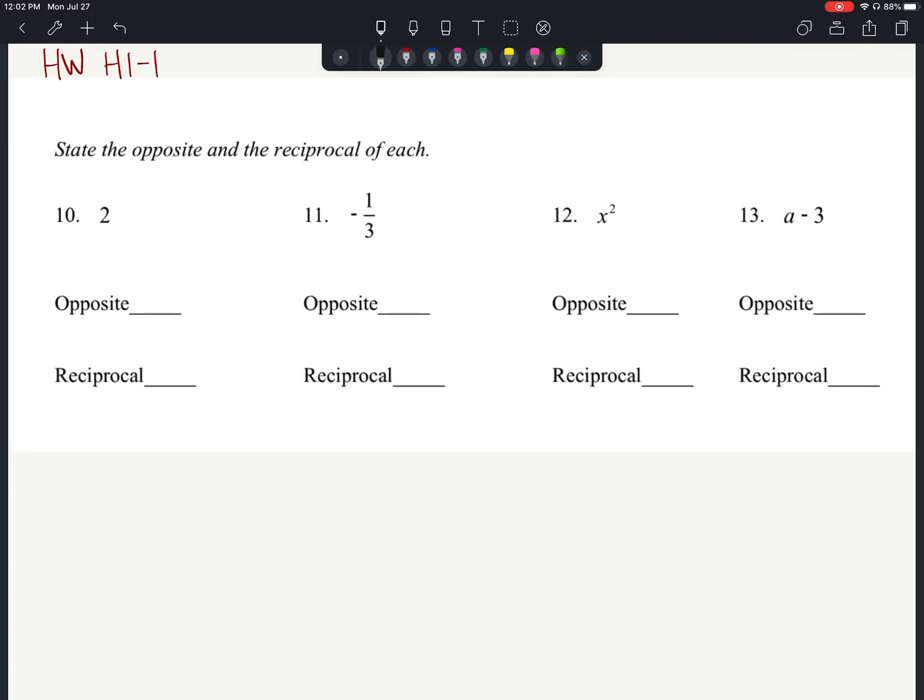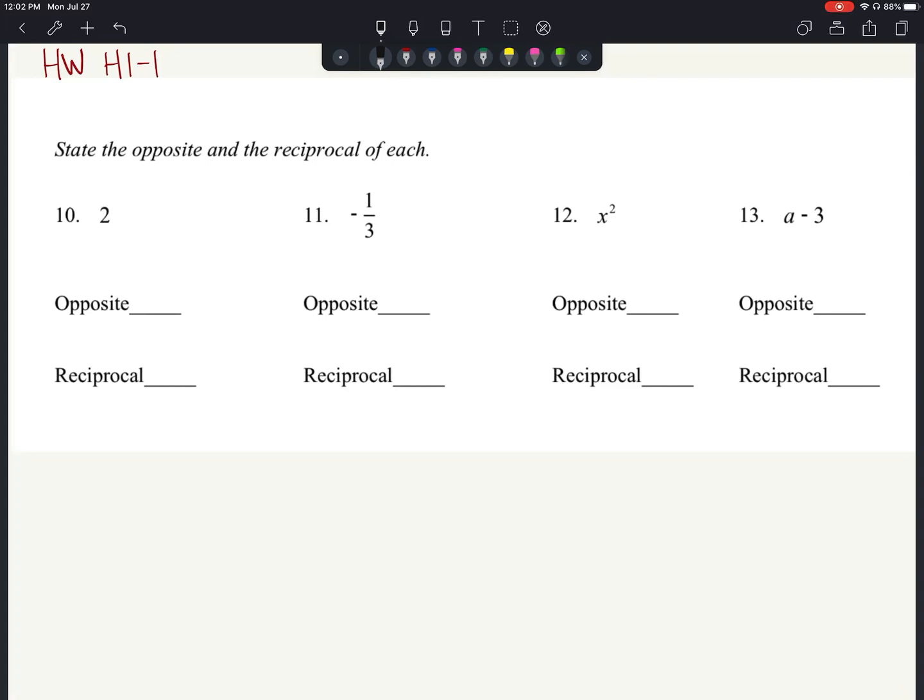Problems 10 through 13 from the homework worksheet H1-1 are just asking us to state the opposite and the reciprocal of each. So with this one here, we're just going to review some terminology. It might have been a while since you've heard opposite and reciprocal. What is it asking us to do?